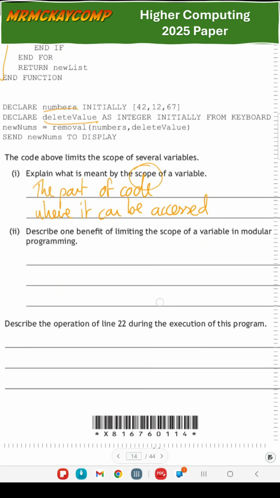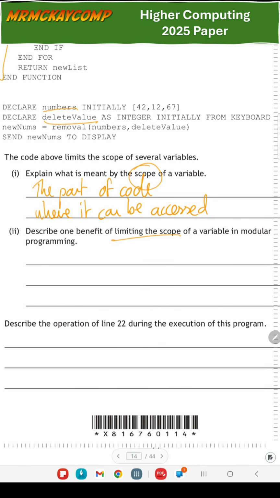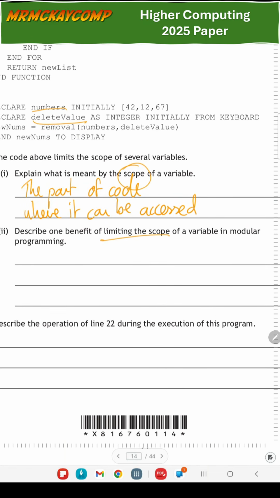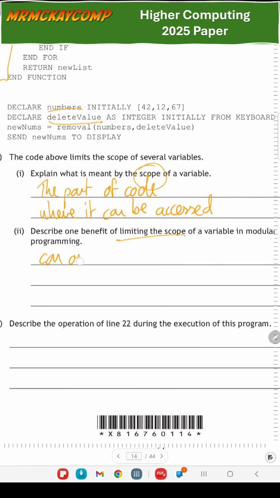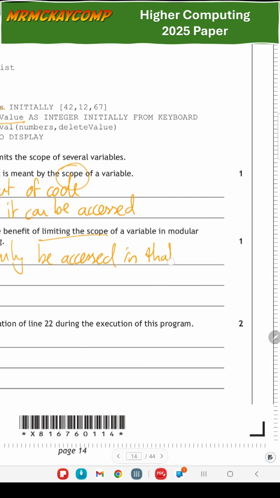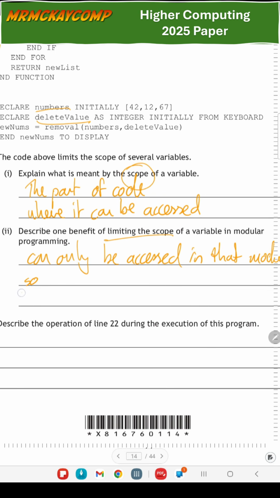So the scope of a variable is the part of the code where it can be accessed or used. Part 2 asks about a benefit of limiting the scope of a variable in modular programming. So in other words, making a variable local in modular programming. Well, so it can only be accessed in that module. Of course, that in and of itself is not an advantage. So there's no error caused from having two variables with the same name in different modules.